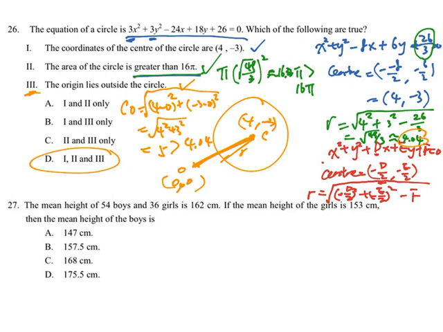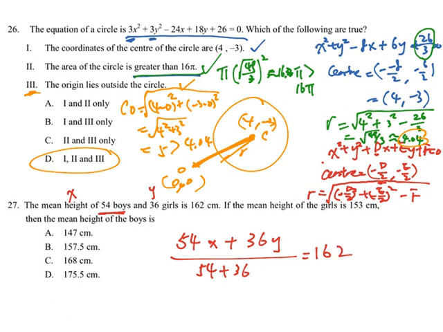D. Next, question 27 is about the average. The mean height of 54 boys and 36 girls is 162. That means, for example, the mean height of boys we call x, the mean height of girls we call y. So that means 54x plus 36y. The mean is the total of boys and girls, 54 for boys, 36 for girls, is 162.